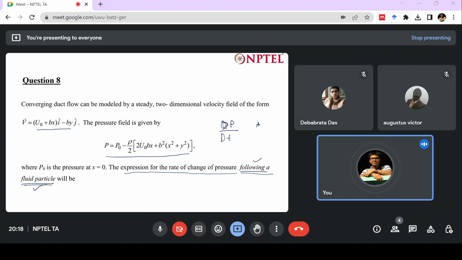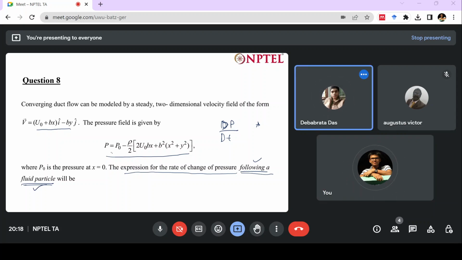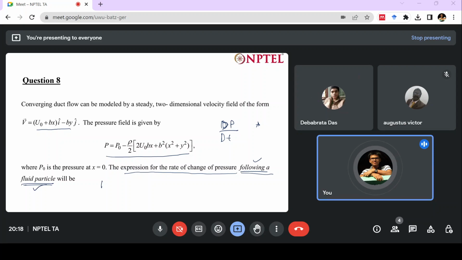If we want to find the rate of change of pressure following a particular fluid particle, then we will need to use the material derivative. Because what does the material derivative do? The material derivative shifts our perspective from an Eulerian reference frame to a Lagrangian one. Okay, is it understood why we are using this material derivative? Yes, sir.